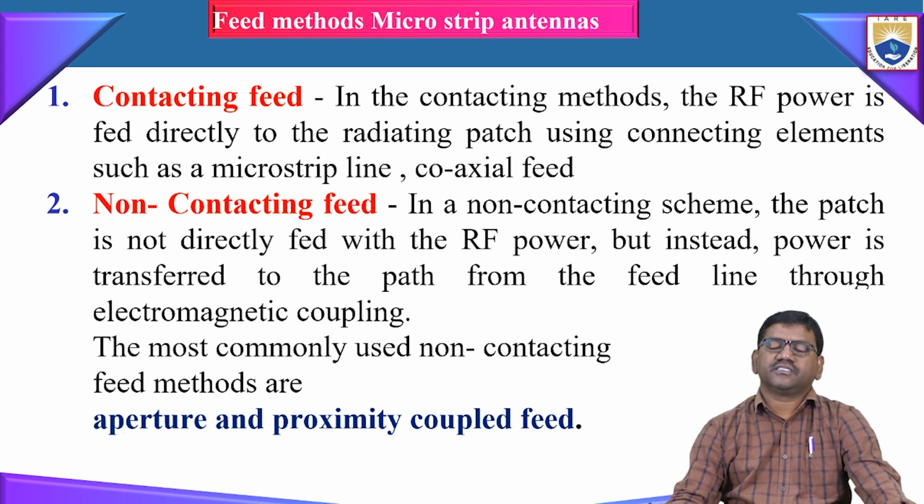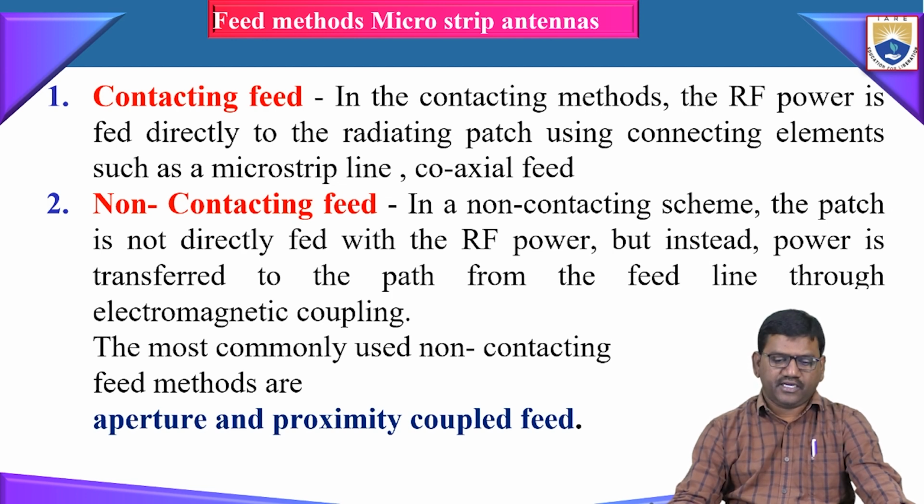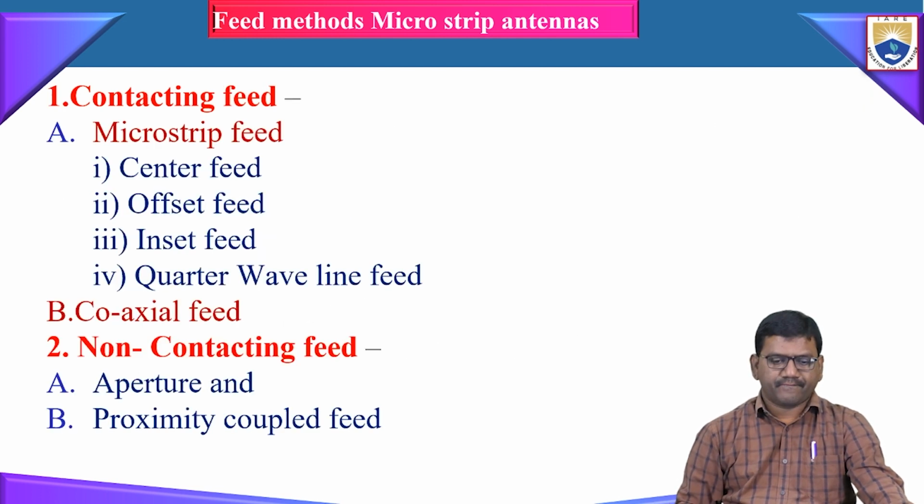Non-contacting feed means it is a technique where RF power is not fed directly to the patch antenna. So in a non-contacting scheme, the patch is not directly fed with RF power, but instead the power is transferred to the patch from the feed line through electromagnetic coupling. So the most commonly used non-contacting feed methods are aperture coupled and proximity coupled feeding.